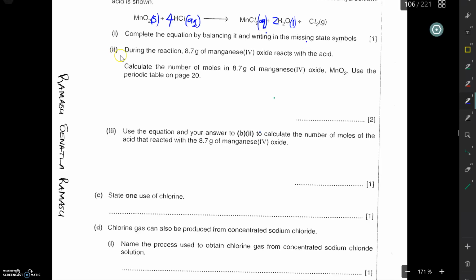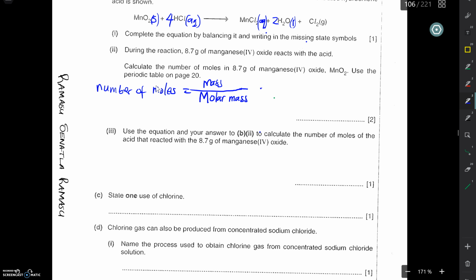Part 2 says during the reaction 8.7 grams of manganese 4 oxide reacts with the acid. Calculate the number of moles in 8.7 grams of manganese 4 oxide. Use the periodic table. Yeah, okay. So the formula for number of moles of a compound is mass of the compound divided by the molar mass, right?